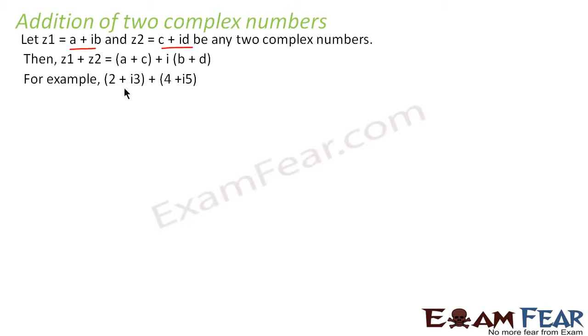For example, if we have z1 is equal to 2 plus 3i and z2 is equal to 4 plus 5i, we have to add these. Then z1 plus z2 is equal to 2 plus 4 plus i into 3 plus 5, and this is equal to 6 plus 8i. So what we have done is added the real parts and then added the imaginary parts.